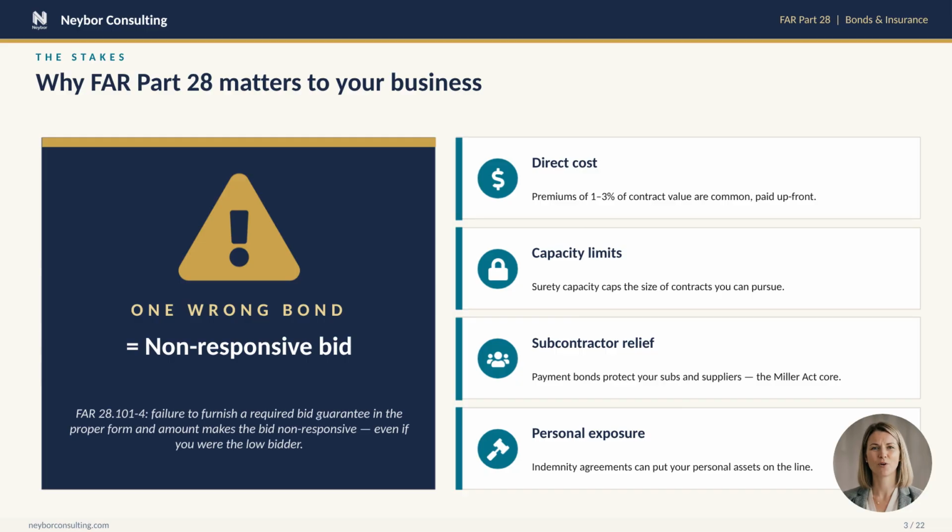On the right, you can see 4 other reasons this part affects your bottom line. First, direct cost. Surety premiums typically run 1 to 3% of the contract value, and they are paid upfront before you have collected $1 of revenue. Second, capacity. Your bonding capacity set by your surety is the practical ceiling on the size of contracts you can pursue. Third, payment bonds aren't just paperwork. Under the Miller Act, they are the only remedy your subcontractors and suppliers have if you default, because they cannot lien federal property. And fourth, the indemnity agreement you sign with your surety almost always pulls in your personal assets, which makes this a personal risk topic for owners and officers, not just a corporate one.